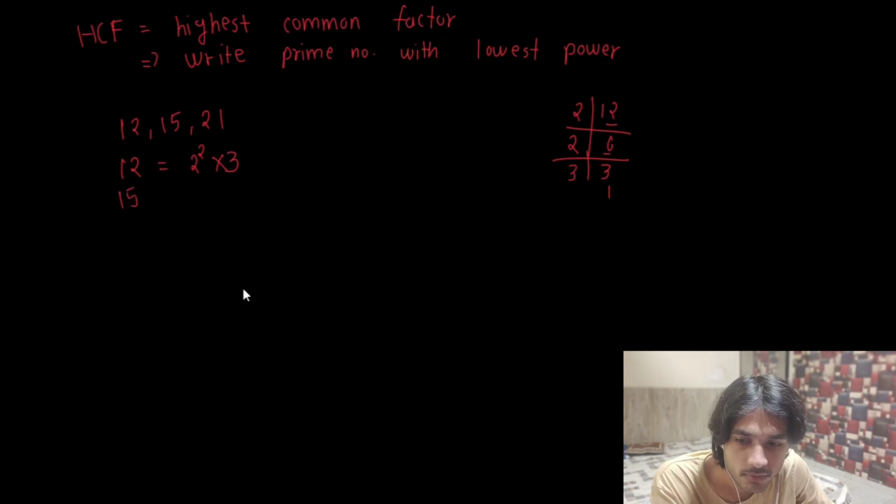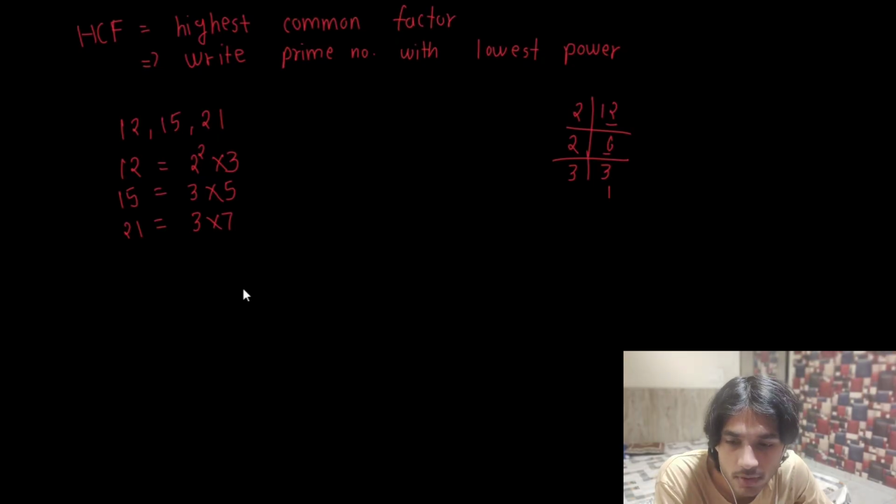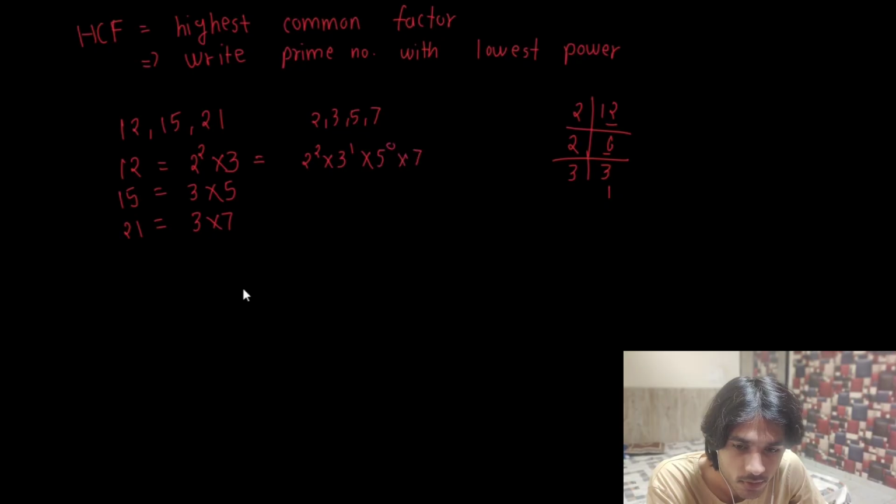Let us write down 15. 15 is going to be 3 multiplied by 5, and 21 is going to be 3 multiplied by 7. Again, carefully observe that once I reach the state where I have written the composite number as a product of primes, I will simply stop. And to make sure that I'm comparing them easily, I'm going to write all the primes I've gotten, which is 2, 3, 5, and 7. So 12 will be 2 to the power 2 multiplied by 3 to the power 1 multiplied by 5 to the power 0 multiplied by 7 to the power 0.